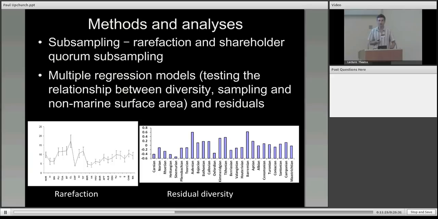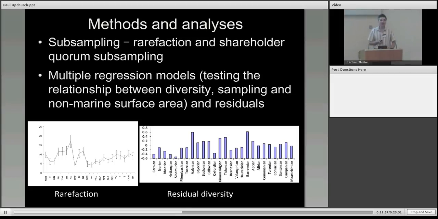Recently, John Alroy has produced a quite heavily modified version, called shareholder quorum subsampling, or SQS, which takes into account the relative abundance or frequencies of occurrences of various species, because it's been claimed that if you get a very heterogeneous fossil record, where some of your taxa are represented by hundreds of individuals and some of your taxa are represented just by singletons, that can cause a problem for standard subsampling. So we applied that as well.